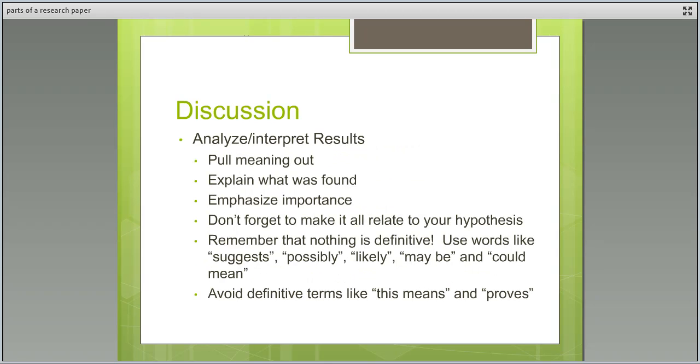So what do we mean by analyze and interpret the results? What we're saying with that is you're pulling meaning out of your results. You want to explain what you found, and you want to emphasize the importance of the results.